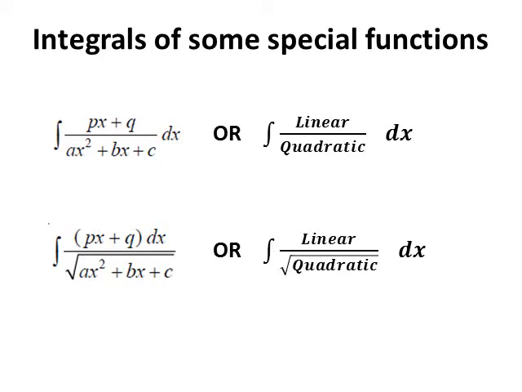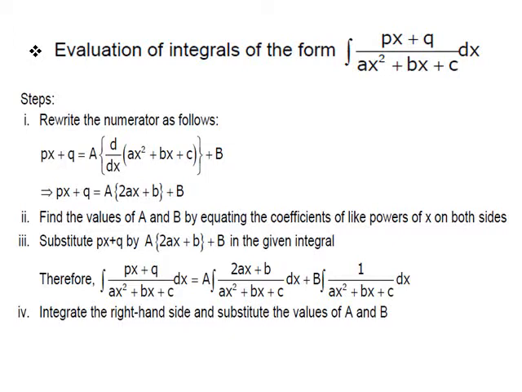square root of quadratic. To find integral of type linear upon quadratic, that is px plus q upon ax square plus bx plus c, these are the steps to be followed. First, write the linear expression equals to a multiplied derivative of quadratic expression plus b. That is px plus q equals to a multiplied derivative of ax square plus bx plus c plus b. Find the values of a and b by equating the coefficients of like powers of x on both sides.